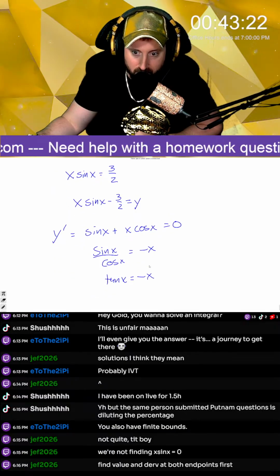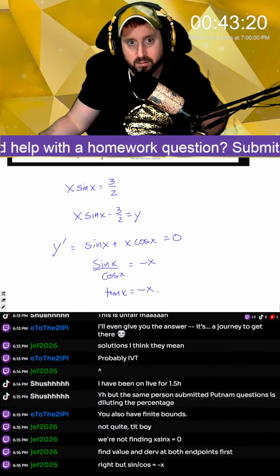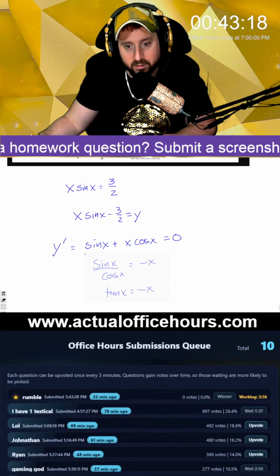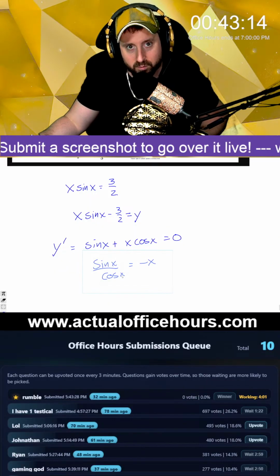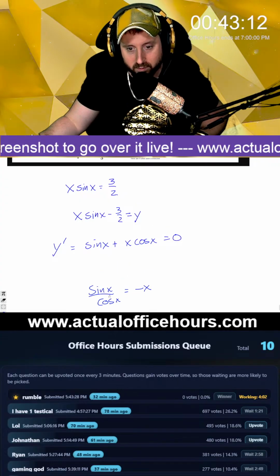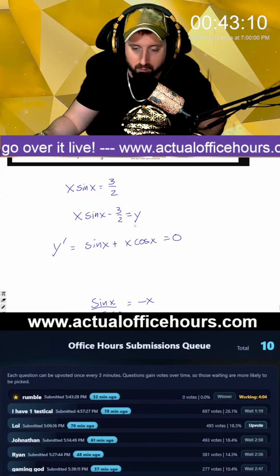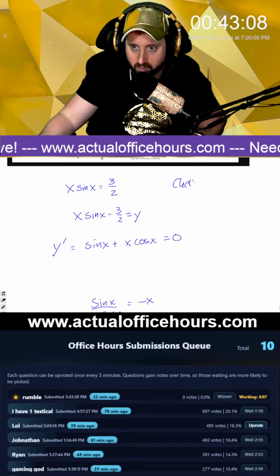Okay. Yeah, let's do that. Okay. Got you. Okay. Use the Newton-Raphson method. Oh, I don't know what that one is. Let's check the bounds. Let's check the endpoints.